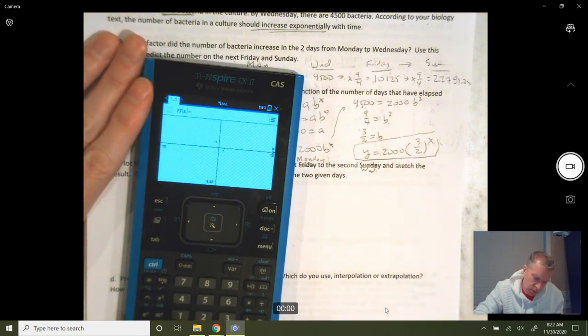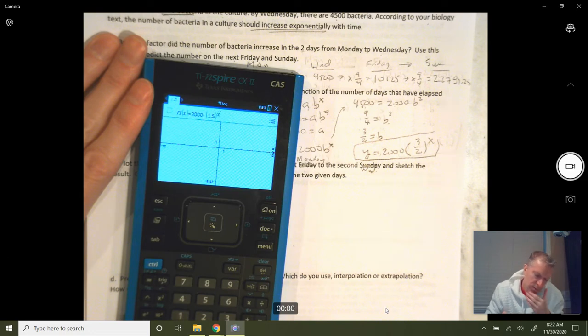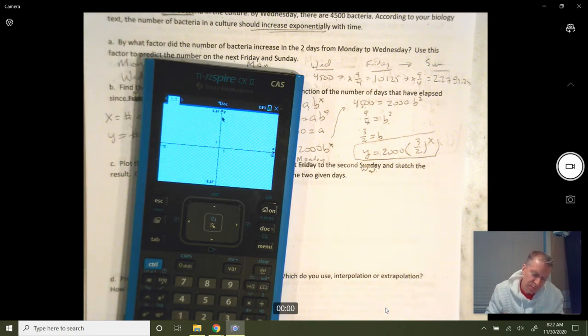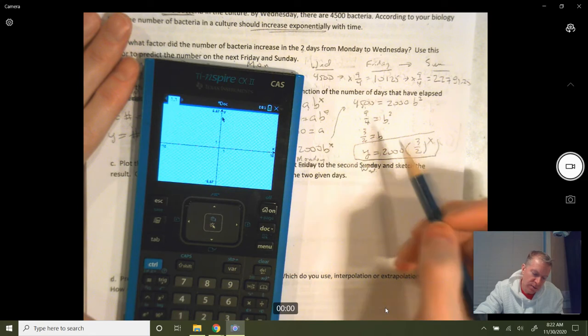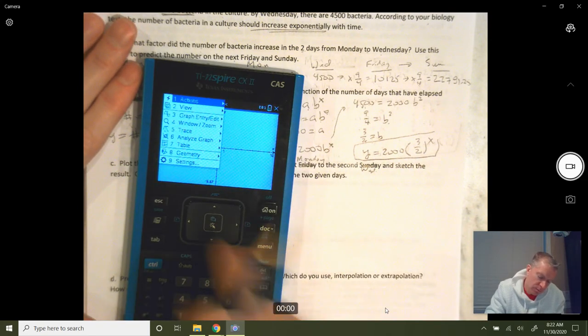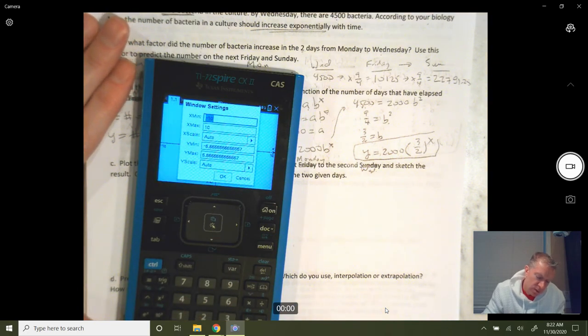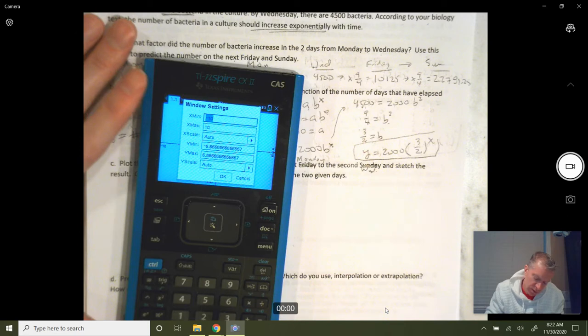Y equals 2,000 times just 1.5 to the x. Okay, remember on day 0 we had 2,000, so we have to fix our window. Menu, window settings. So let's go, we want the first 9 days. So let's go like -2 to 10.